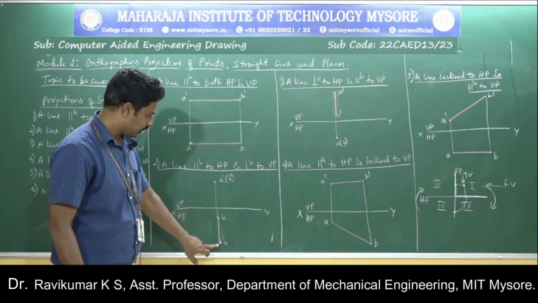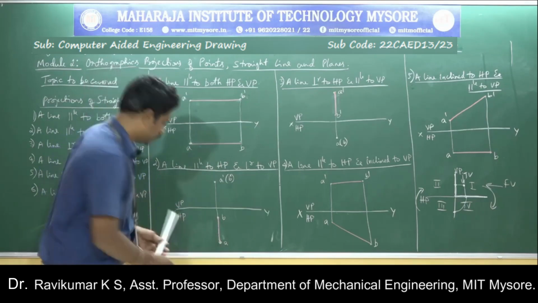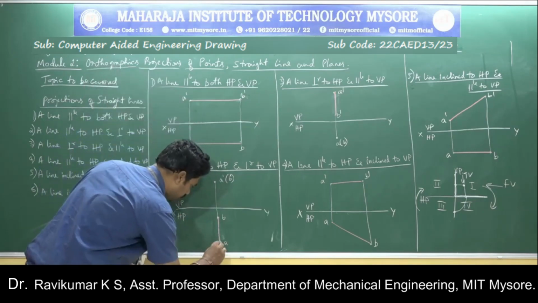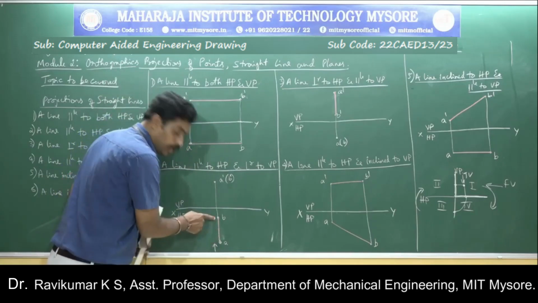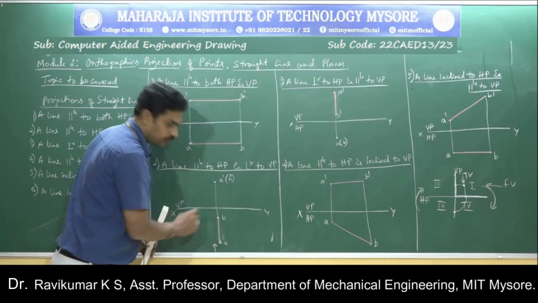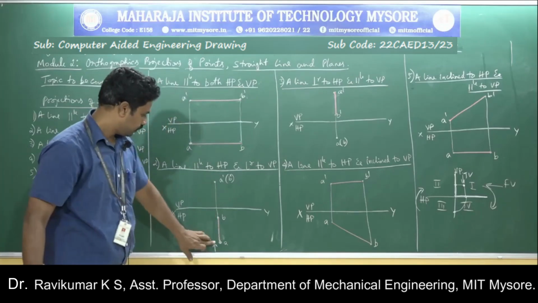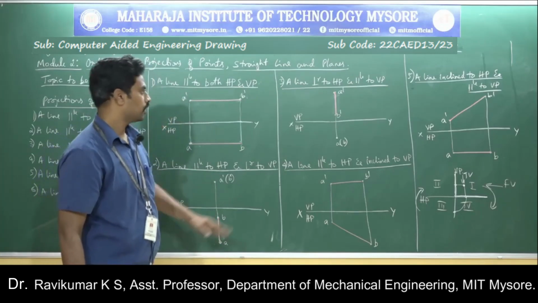A and B. Look at here. Here A is here, B is here. So this will be the observer view where A will be visible. B, since it is behind A, it is not visible. So this is the second case.